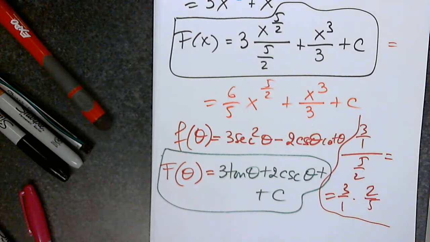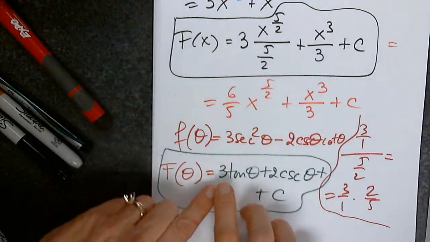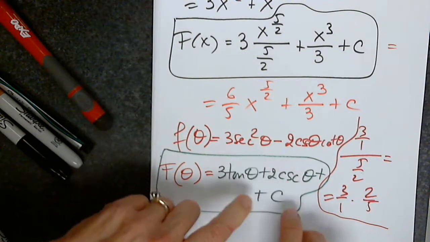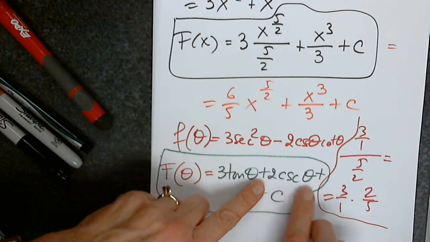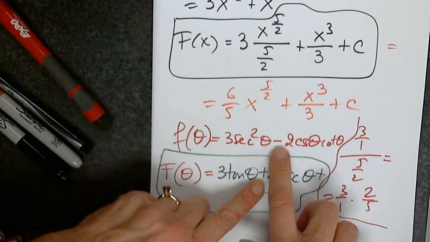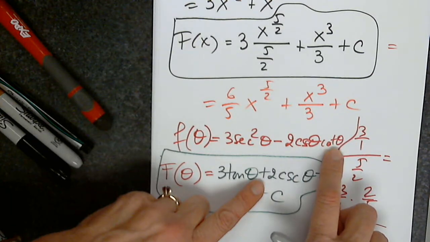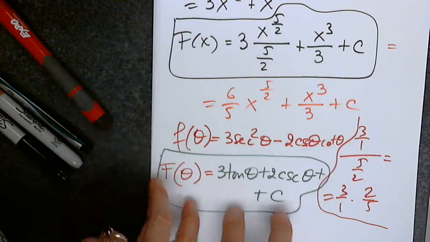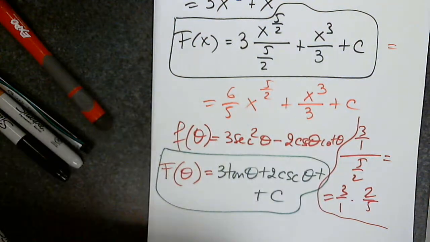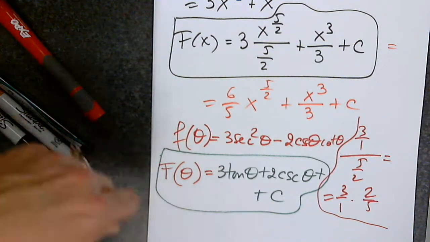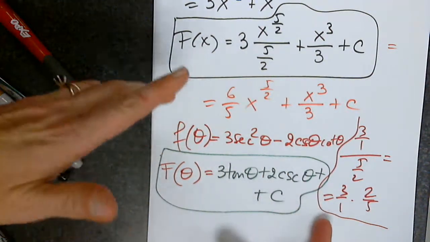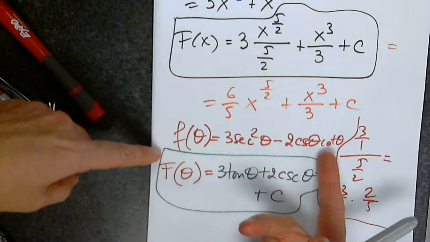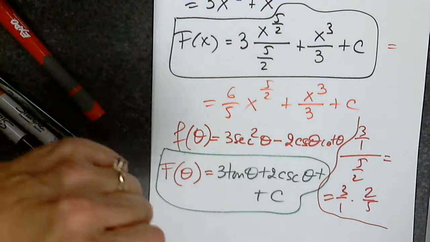Now let's verify. I want to verify my work. I differentiate 3 tangent, and I get 3 secant squared. Then I have positive 2. I differentiate cosecant theta, which is negative cosecant theta cotangent theta. I differentiate c, and I get 0. So from differentiating both sides here, I can get that function back. So there is a family of functions, many functions that have this derivative. Why? Because c can be anything.